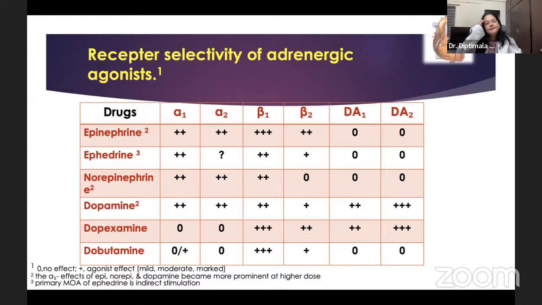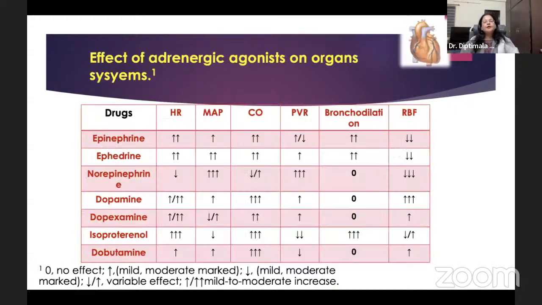So this slide shows you the receptor selectivity of adrenergic agonists. So these are the drugs we have: epinephrine, ephedrine, norepinephrine, dopamine, dobutamine, and dopexamine. And they have actions on alpha-1, alpha-2 receptors, beta-1, beta-2, and dopaminergic receptors. Now, this depicts the effect of adrenergic agonists on organ systems.